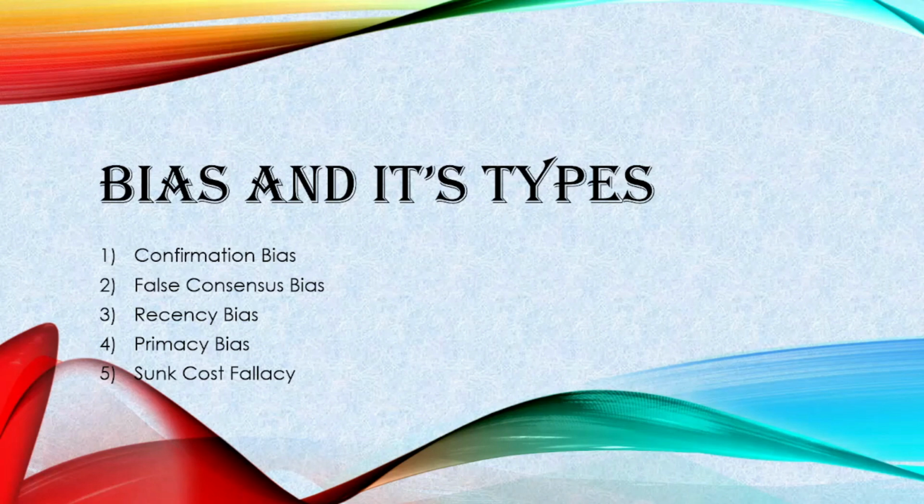Now bias has different types. The first one is confirmation bias. Confirmation bias occurs when you start looking for evidence to prove a hypothesis you have. Let's understand this using an example. Let's say you have a preconception that left-handed people are more creative than right-handed people. Because you think you already have the answer, you're drawn to information that confirms your beliefs and preconceptions, right?